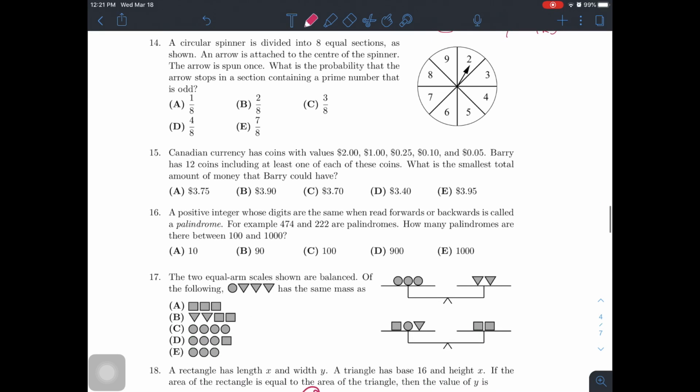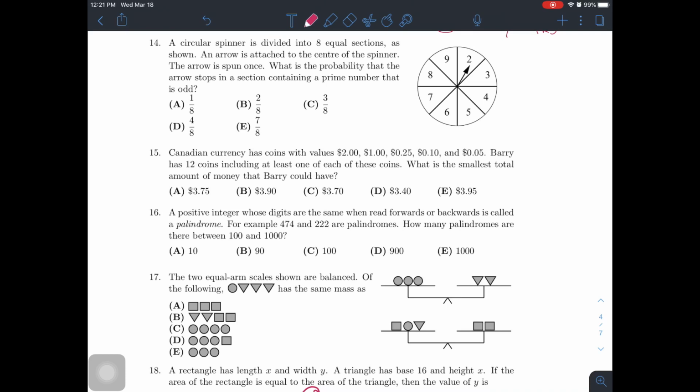Number 14. A circular spinner is divided into 8 equal sections, as shown. An arrow is attached to the center of the spinner. The arrow is spun once. What is the probability that the arrow stops in a section containing a prime number that is odd?